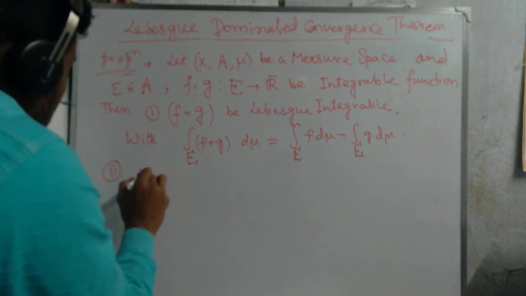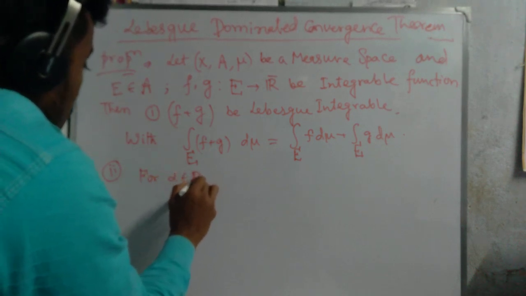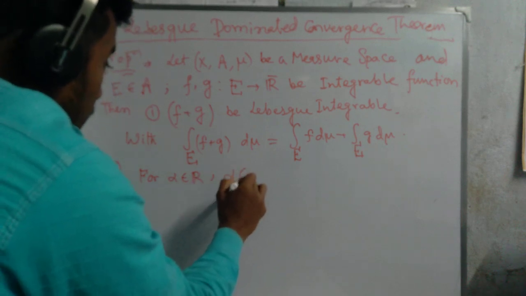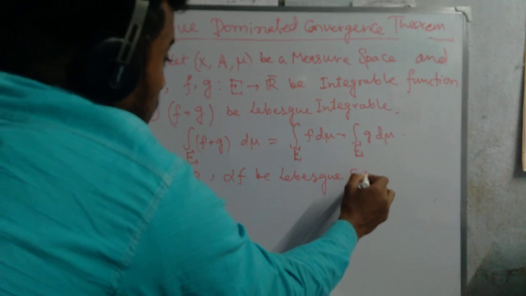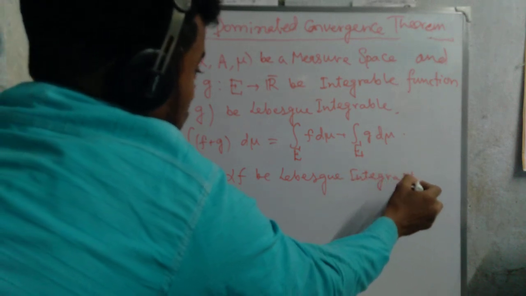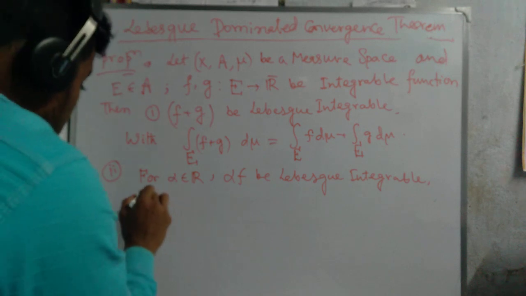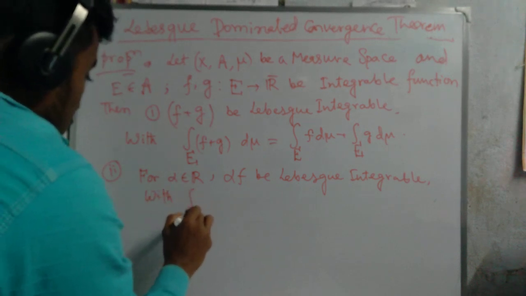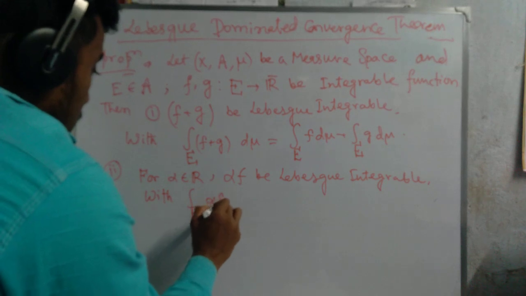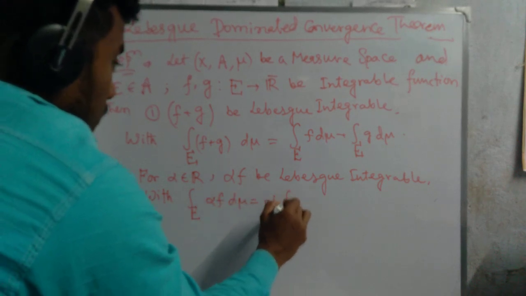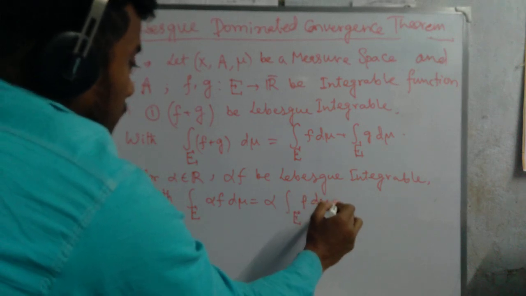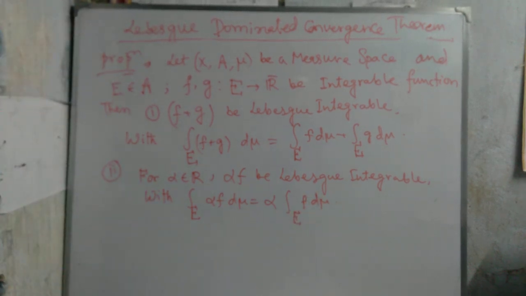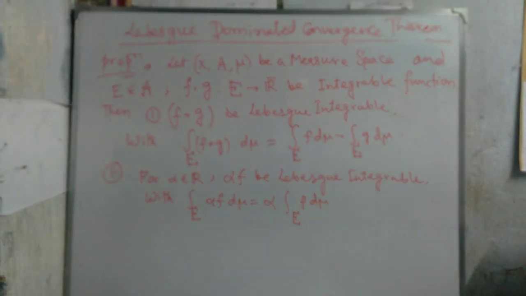Second, we write for alpha belongs to R, if f is Lebesgue integrable, then with this one, integration of E alpha f d mu equals alpha times integration of E f d mu. Okay, this is an important property which it also satisfies.